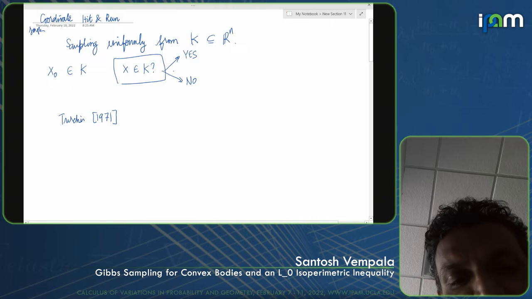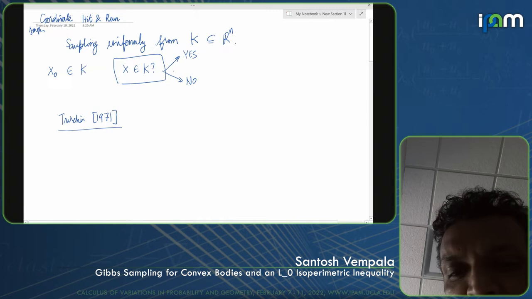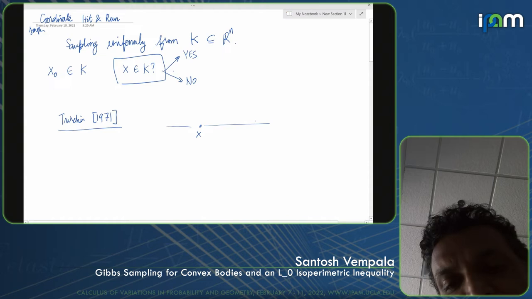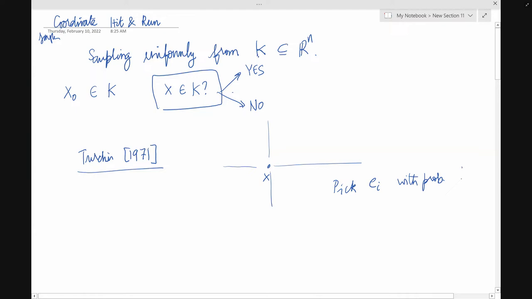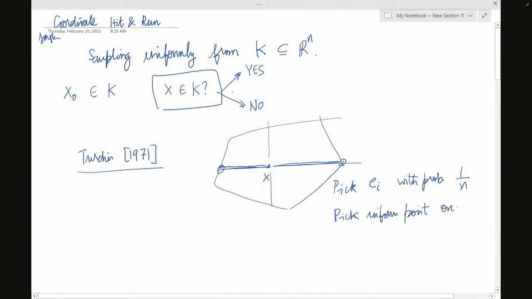So in this setting, what it says is that at a current point x, you pick one of the axis lines through x uniformly at random. So pick e_i with probability 1 over n. And then, because you're in a set, in this case a convex body, that will induce a chord. And on this chord, pick a uniform point on the induced chord, and you go. Then repeat this. So next time maybe you pick a different axis and so on.